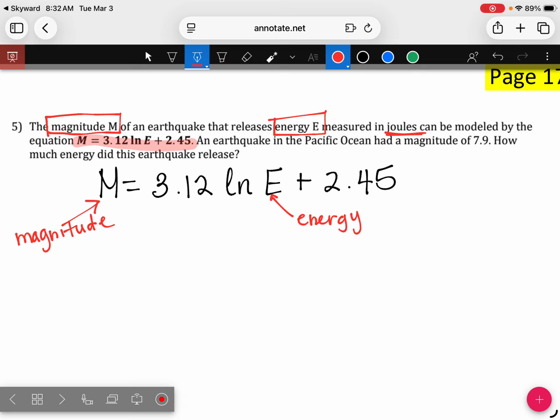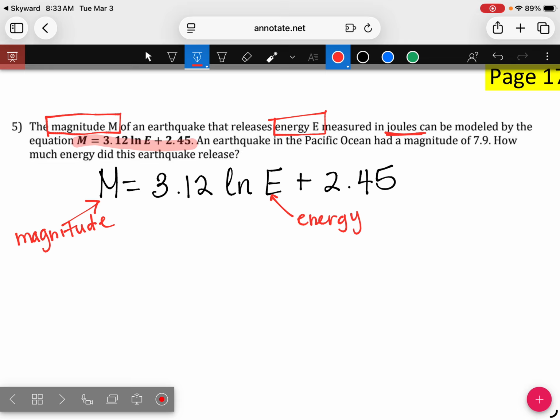That's important when you take the SAT or any type of test. If they give you a formula that you're not familiar with, they will tell you what the variables represent. So first thing I like to do is write the formula and then label what the variables represent. So we only have 2 variables, M and E, capital E.